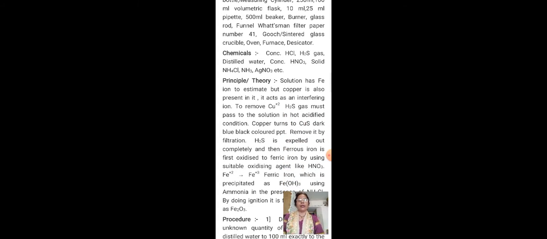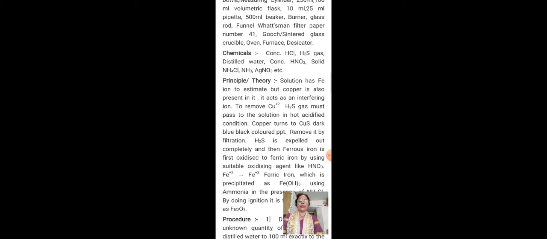Now what exactly is the principle or theory behind this practical? It is very simple. The solution you have is an unknown quantity in front of you, and we have to find out how much iron is present. Most metal industries do this. The solution has iron to estimate, but copper is also present, and it acts as an interfering radical or ion. To remove Cu2+, H2S gas must be passed through the solution in hot acidified condition. Copper turns to copper sulfide, a dark blue-black colored precipitate. Remove it by filtration.